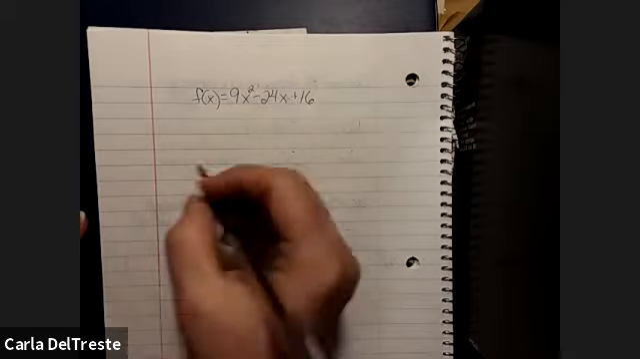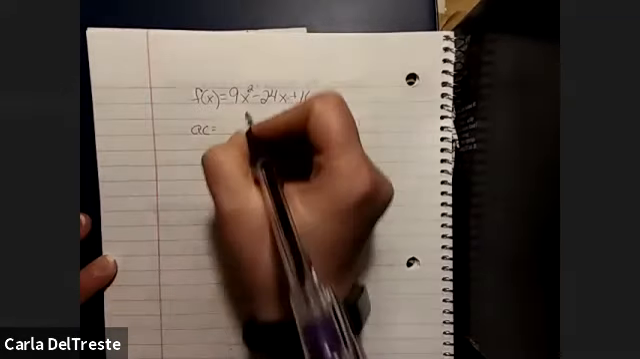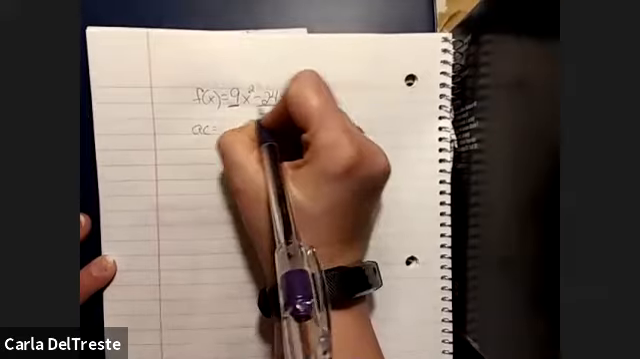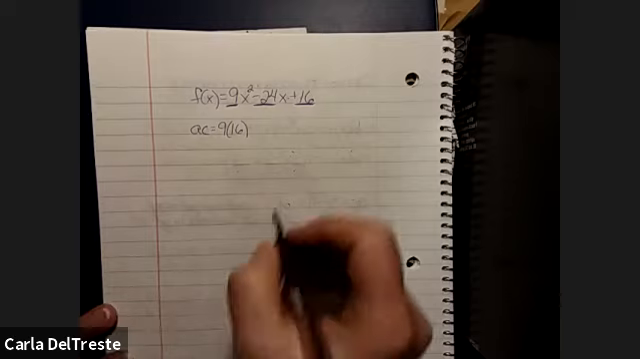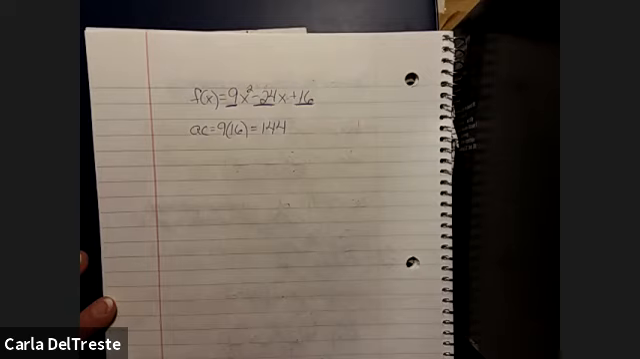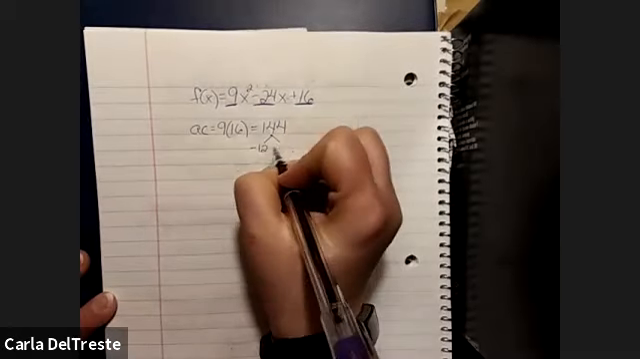So then I move on to the AC technique. If I multiply AC, the A is 9, the B is negative 24, and the C is 16. So I'm doing 9 times 16, which you can do in your calculator, and I get 144. Our question is, what multiplies to give us 144, but adds together to give us negative 24? And the answer is negative 12 times negative 12.